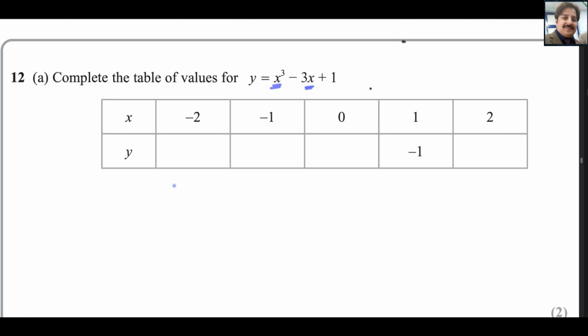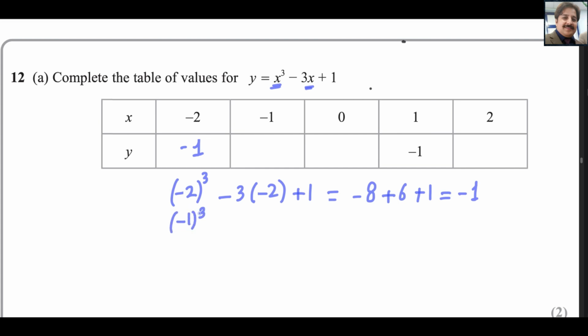Here, see. When x is minus 2, you replace it: negative 2 cubed, minus 3 times negative 2, plus 1. We get negative 8 plus 6 plus 1, so the answer will be negative 1. So negative 1 you can write here. Now replace x with negative 1: minus 1 cubed minus 3 into minus 1 plus 1 equals negative 1 plus 3 plus 1, and the answer will be 3.